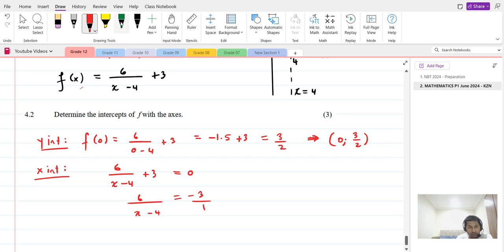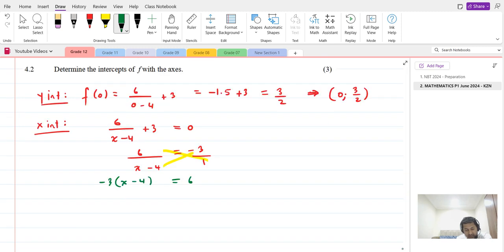We're going to take the 3 over, so negative 3 over, put the 6 over 1 and now cross multiply. We're getting negative 3 into x minus 4, and 1 times 6 is 6. Open it up: minus 3x plus 12 is equal to 6. Take that over. 6 minus 12 is negative 6. Therefore, x is equal to negative 6 divided by negative 3, which is 2. So what's the coordinate of the x-intercept? 2, 0.